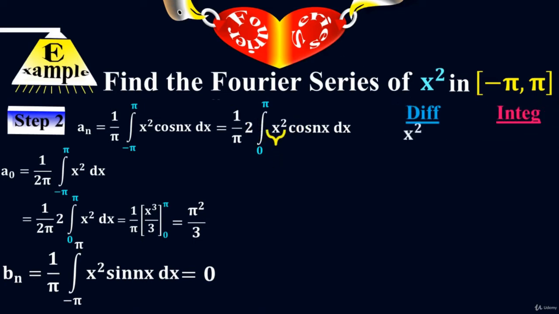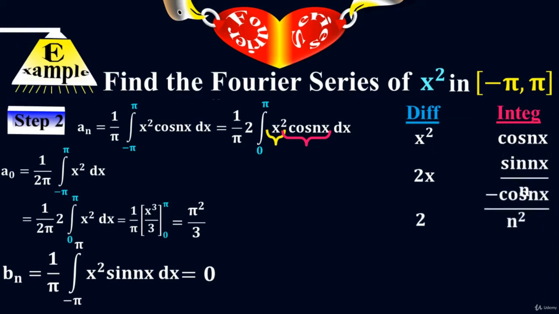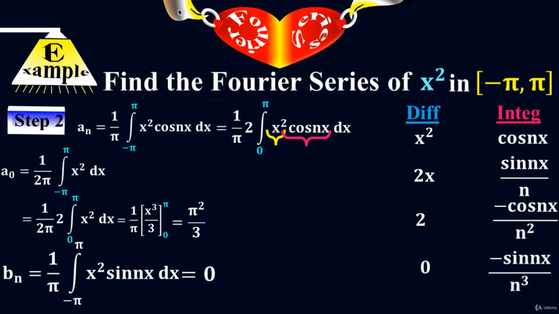Put x squared under the differentiation panel, cos nx under the integration panel. Derivative of x squared is 2x. Integration of cos nx equals sine nx over n. Derivative of 2x is 2, integration gives minus cos nx over n squared. Derivative of 2 is 0. Integration of minus cos nx over n squared equals minus sine nx over n cubed. I stop the process here because I got 0 on the left side for the differentiation panel.